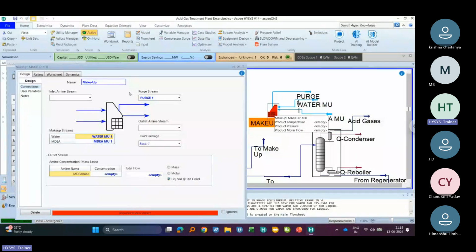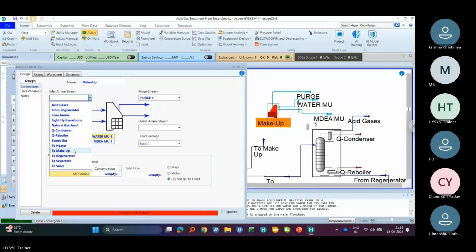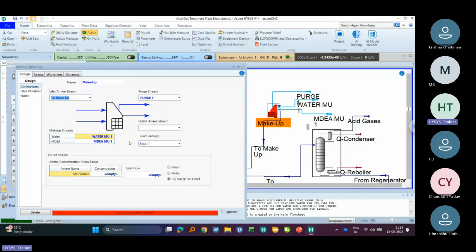That's it. The inlet stream will be to makeup, which is coming from that shell and tube heat exchanger, and the outlet amine stream we are passing to the next equipment, which is a pump. So the outlet stream we will be defining it as.